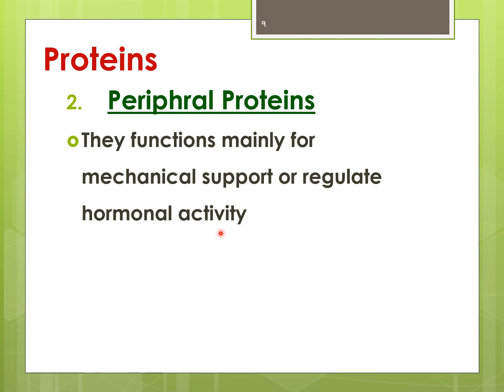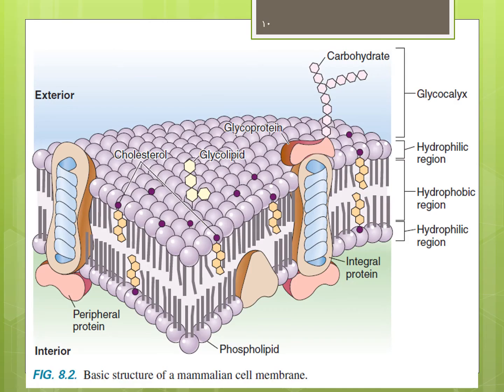How do they regulate hormonal activity? Since they may be attaching to the head or to the polar part of integral proteins, they receive the signal from the hormones and they transport the signal to the integral proteins. So they act as a bridge to regulate hormonal activity in conjunction with the action of integral proteins. An example of them is incretin.